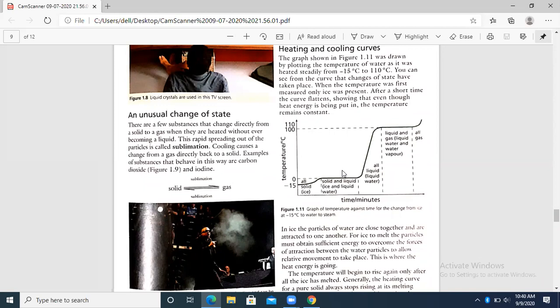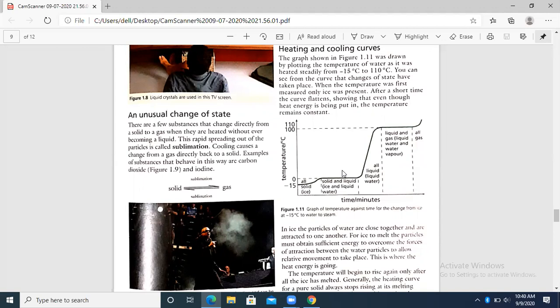This melting point is different for different substances. We studied water will melt at 0 degrees Celsius, pure water. But seawater may need a different temperature like that. That temperature, the solid changes to liquid. Understood? Okay.